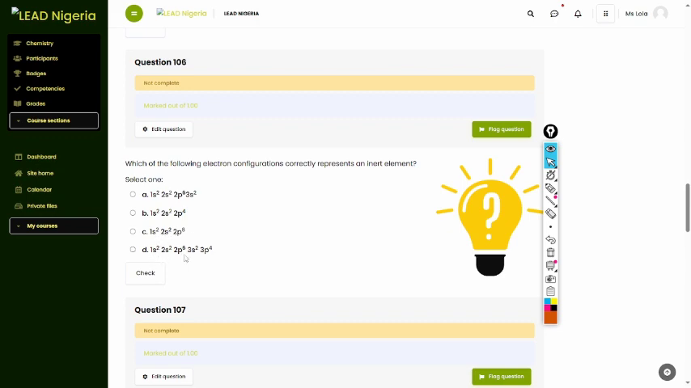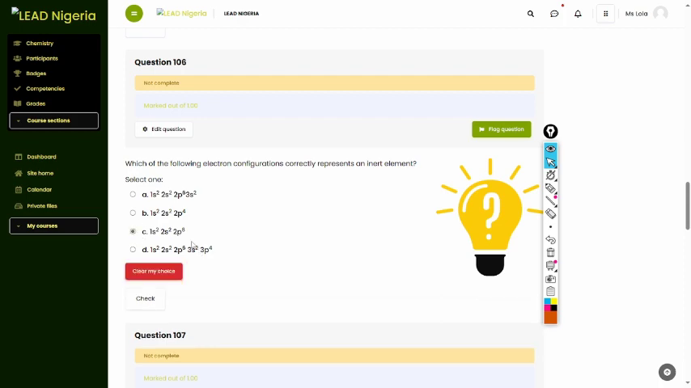Now why is D not the answer? Because D, the third shell, carries only 6 electrons instead of 18 electrons. So the answer is C, where it has 8 electrons in the second shell.